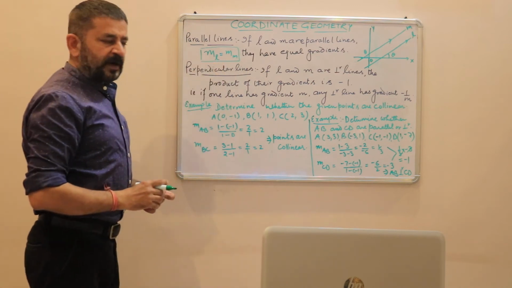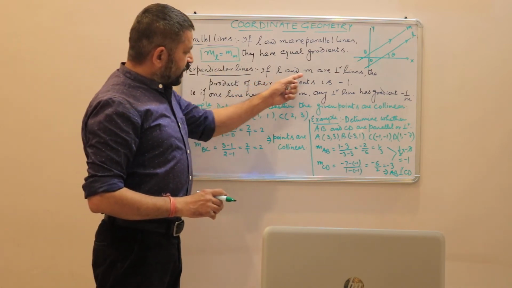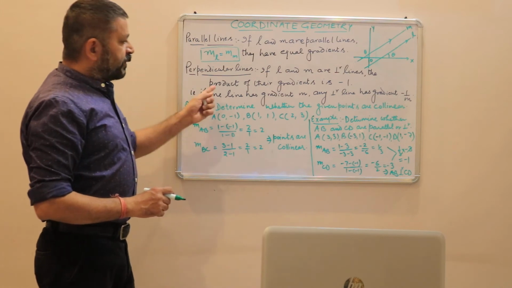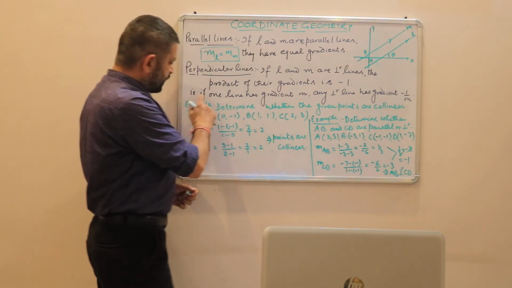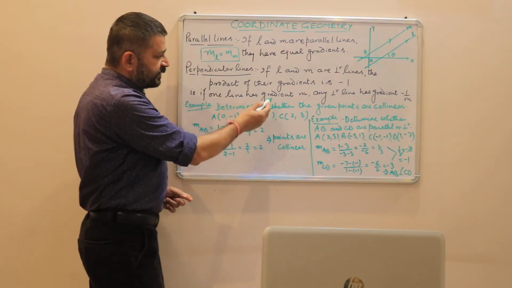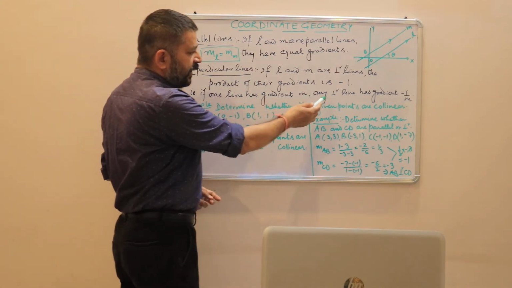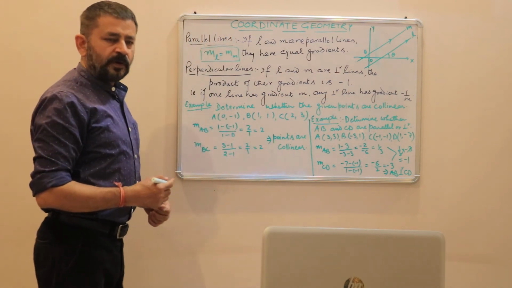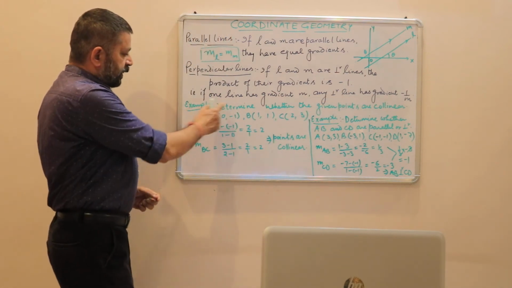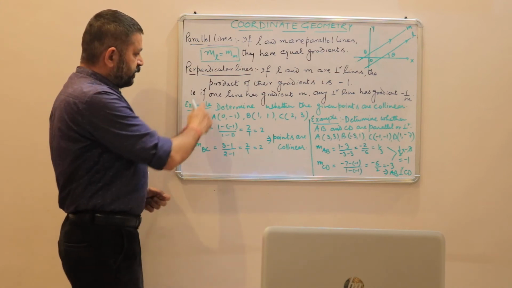Now if lines are perpendicular, suppose these two lines L and M are perpendicular lines, then the product of their gradients will be minus 1. Or we can say if one line has gradient m, then any perpendicular line has gradient minus 1 upon m. I'll take two examples to explain.